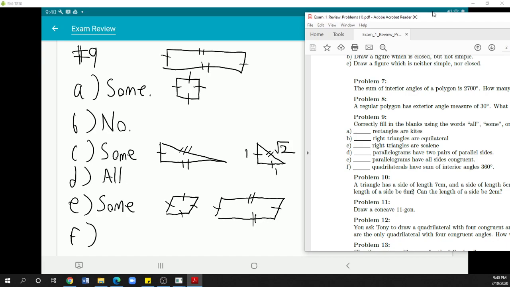And then finally, blank quadrilaterals have sum of interior angles 360 degrees. The answer to this one is all. And you could see that by thinking that there's two triangles. You could use the formula. Either way, you're going to get all quadrilaterals have 360 degrees.